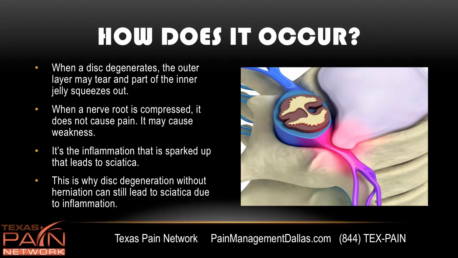How does it occur? When a disc degenerates, the outer layer may tear and part of the inner jelly can squeeze out. Here's a disc, it's usually an ellipse, and then if the outer layer tears, some of the inner jelly squeezes out and can pinch on a nerve root. That in and of itself is not painful. It may cause weakness, but it's not painful. It becomes painful when this sparks up inflammation, so you see here that as red, and the inflammation irritates the sciatic nerve, and the pain can go down the leg.